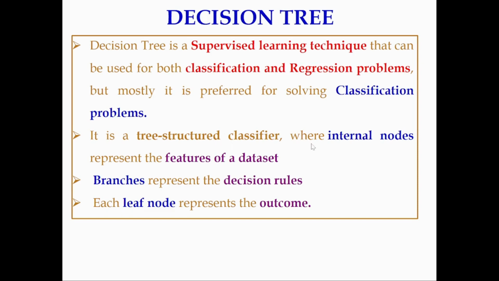It is a tree structure classifier where the internal nodes represent the features of the datasets. There will be a root node, internal nodes and terminal nodes, and the branches represent the decision rules. Each leaf node represents the outcome.